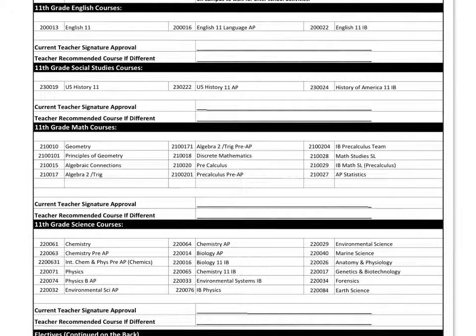Hello students, today I'm going to give you a little walkthrough of the course registration form for those of you that are planning to enter the IB program in the 11th grade. I hope you've gotten a lot of information from your teachers and maybe from your classmates and your grade level counselor and other resources that you have.